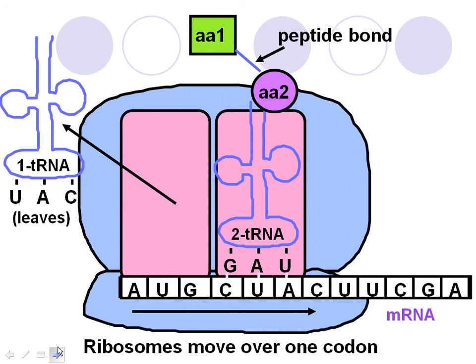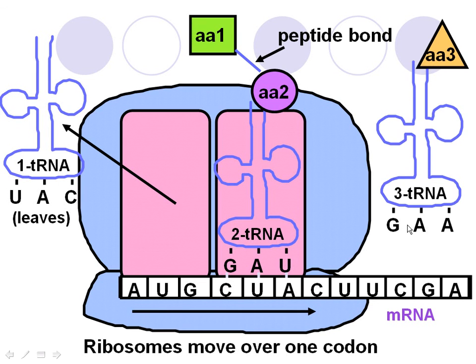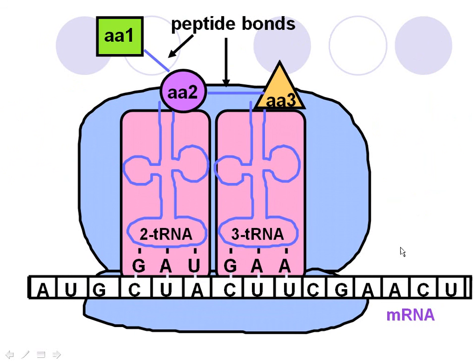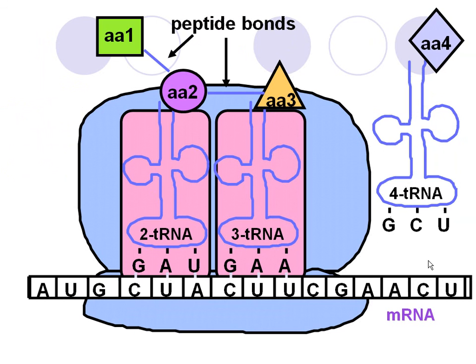Okay, so then that's going to mean that the amino acid number 2, which was in the A site, will have to move over to the P site so that we can move amino acid number 3 into the A site. Because remember, elongation is taking place at the A site. So here comes amino acid number 3, and then there we go. And we'll keep doing this same thing until we complete it.